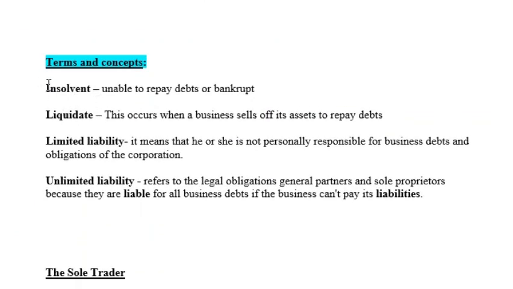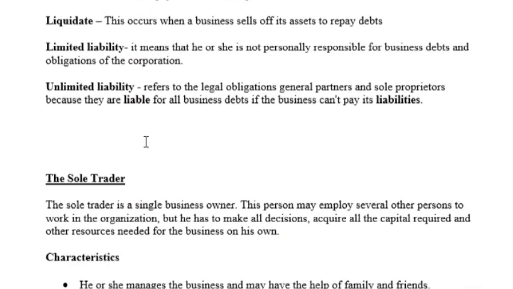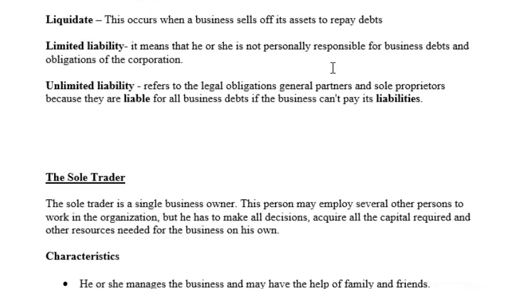So the first term is insolvent. This means you are unable to repay debts or you have gone bankrupt. The second term that you really need to know is liquidate. This usually occurs when a business sells off its assets to repay debts. We have limited liability. It means that he or she is not personally responsible for business debts and obligations of the corporation. Fourth, we have unlimited liability. This refers to legal obligations of general partners and sole proprietors because they are liable for all business debts if the business cannot repay its liabilities.